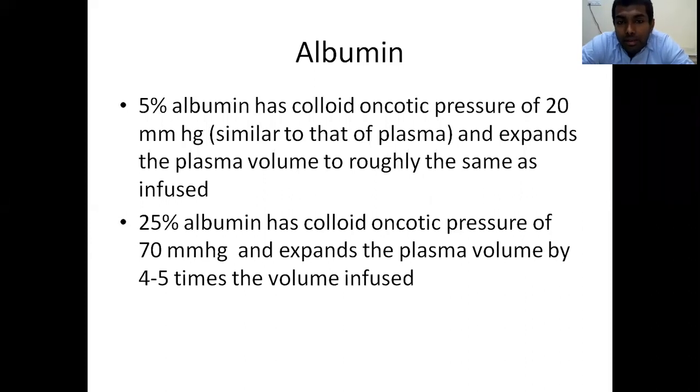Now, 5% albumin has a colloid oncotic pressure of 20 millimeters of mercury. This is similar to plasma. This expands plasma volume when infused. So, albumin is used as a plasma expander. 25% albumin has an oncotic pressure of 70 millimeters of mercury, and it expands the plasma volume by 4 to 5 times the volume that is infused. So if you give 5% albumin, it increases the plasma volume by the same amount that is given, whereas 25% albumin increases the volume 4 to 5 times the volume that is given.